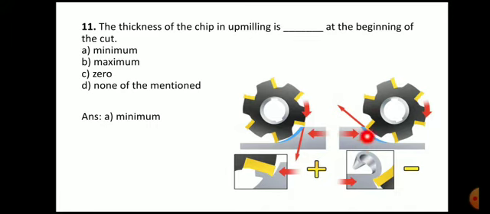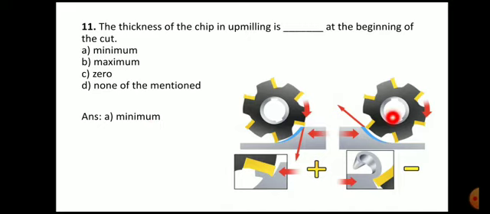The second figure is an example of upmilling. Here you can see the motion of the cutter and the motion of the workpiece is opposite in direction, and this is the chip. Now you can see at the start the thickness of the chip is minimum, and at the end the thickness of the chip is maximum. Our question was the thickness of the chip in upmilling at the beginning of cut. So the answer is minimum.